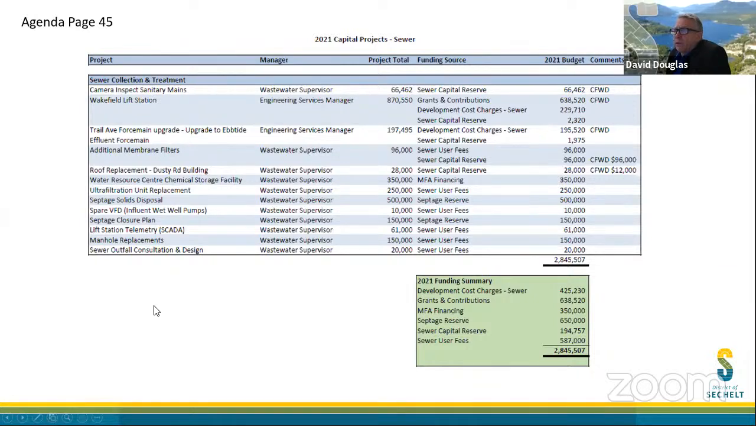Capital that we're planning for this year includes just over $2.8 million. Some of these projects have been carried over from the previous year. Some of them are new projects, and some of these will be funded from borrowing. We have one there that will be financed by MFA, but we're trying to afford our own capital on either user fees or from capital reserves.